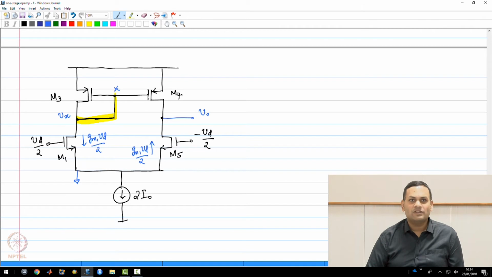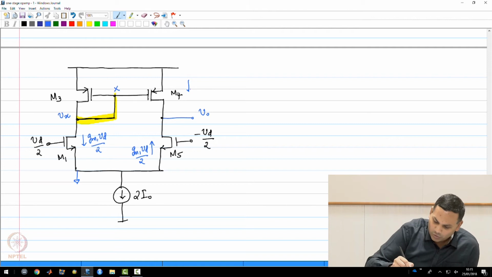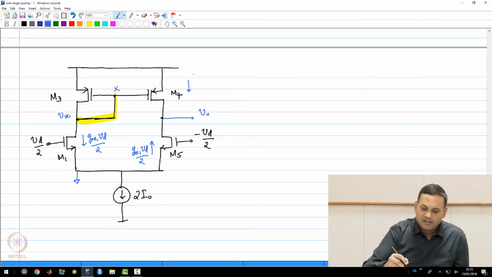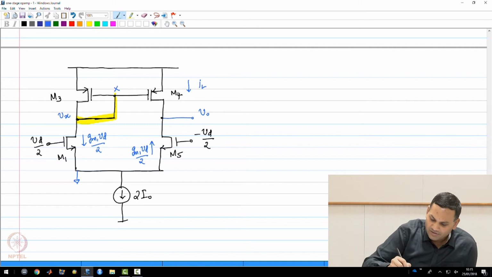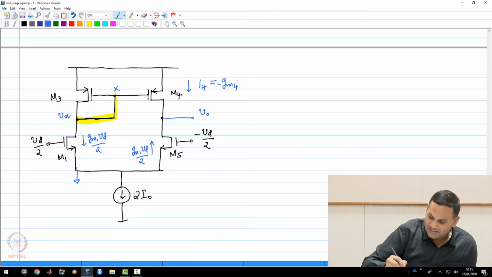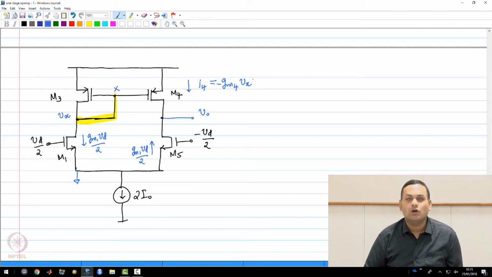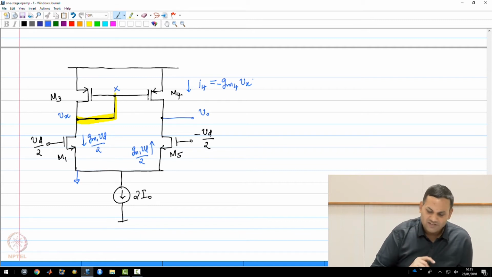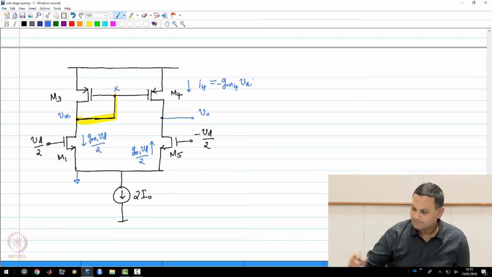This node is going to have a small signal voltage Vx that is developed, and this is going to cause a small signal current to flow through device M4. I'll call that small I4, which will be nothing but minus GM4 times Vx flowing downwards, or GM4 times Vx flowing upwards, purely from the transconductance of M4. Now let us draw the small signal equivalent circuit and figure out what that voltage Vx is and what that current I4 is.